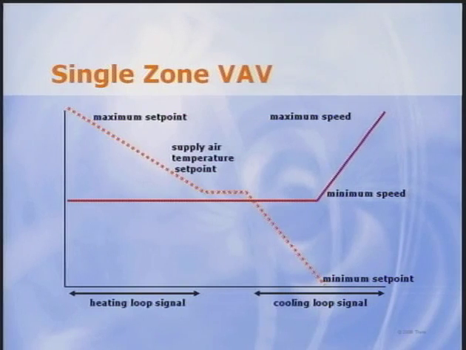For DX systems, the minimum speed is also limited by the refrigeration unloading capability. The system generally stays at the minimum speed through the deadband and into heating with the supply air temperature set point reset to meet zone load requirements. Single-zone VAV systems reduce fan energy and improve humidity control.